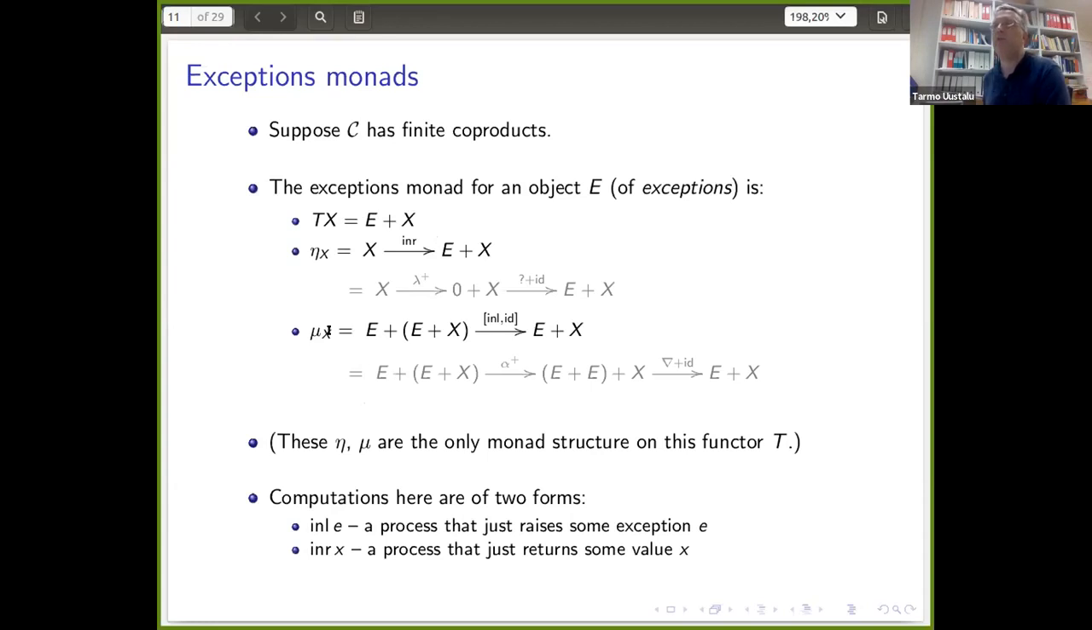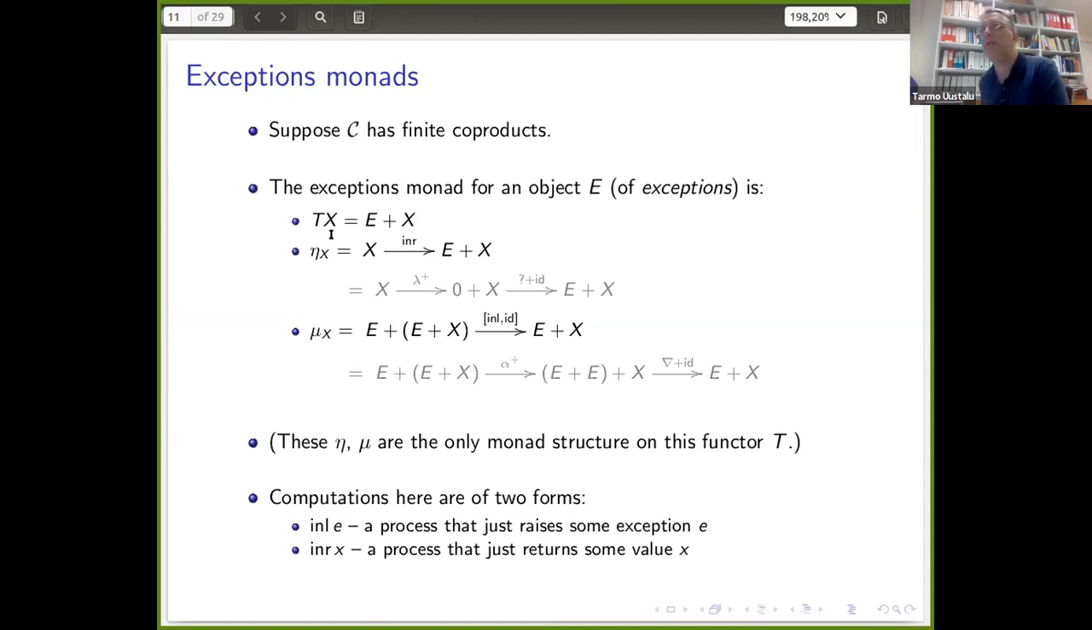Now I have to define two polymorphic functions about these computations. One takes a value and turns it into a trivial computation, which morally is just this value, but under a bureaucratic view. And mu, which is the other polymorphic function. The first one was called the unit. This is called multiplication. It's the one that takes a computation of computations for any value type X. So here it goes from E plus (E plus X) down to E plus X.